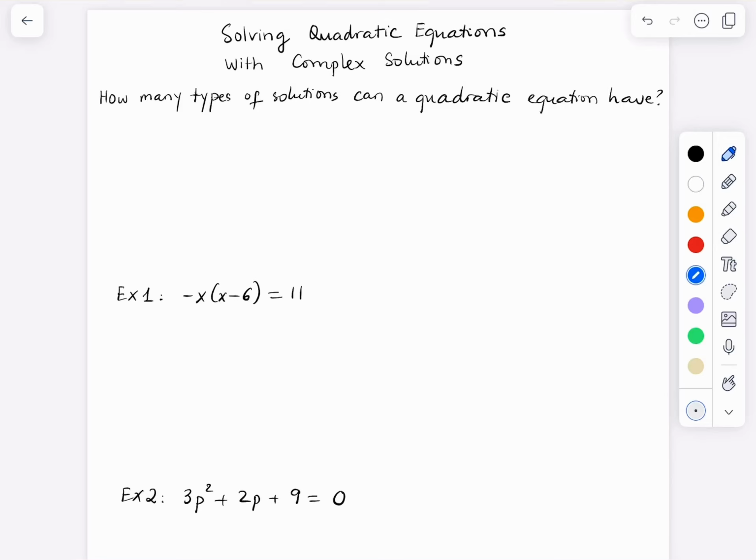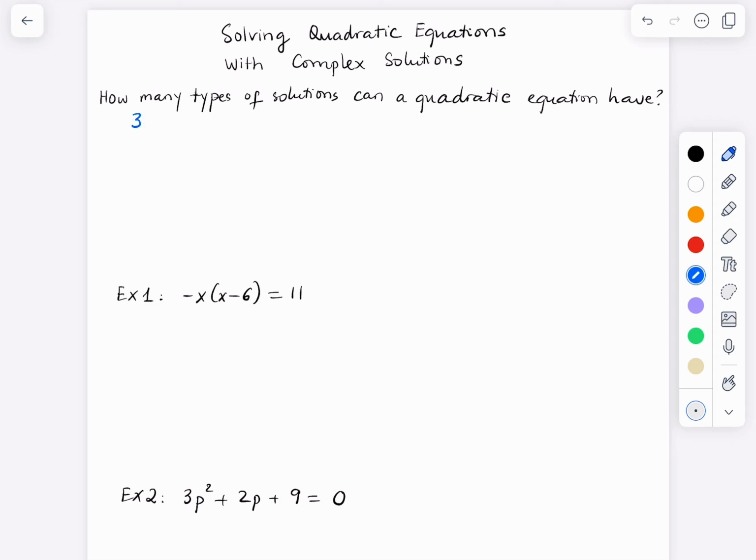So far, we have seen that a quadratic equation can have two types of solutions. One is you can end up with two real numbers. Another one is you can end up with just one real number. In this video, I'm going to introduce a third type of solution, which is a complex solution. So how many types of solutions altogether can a quadratic equation have?